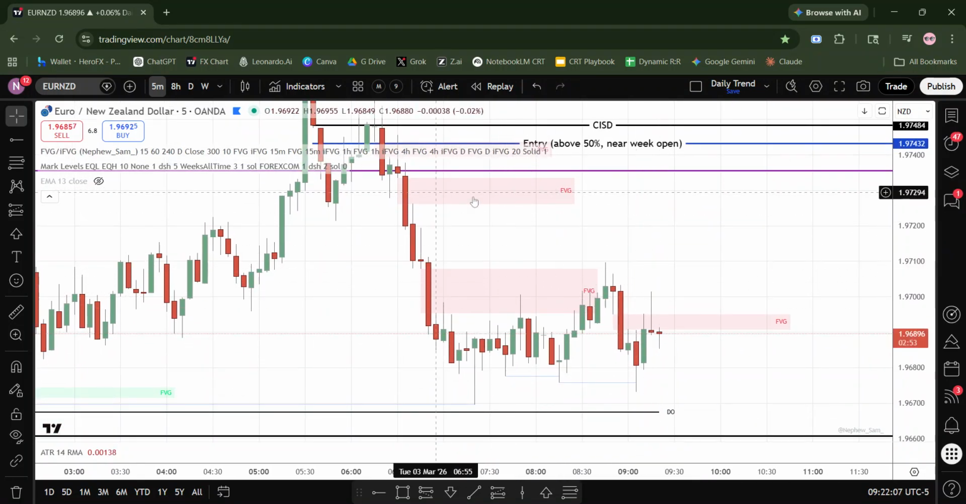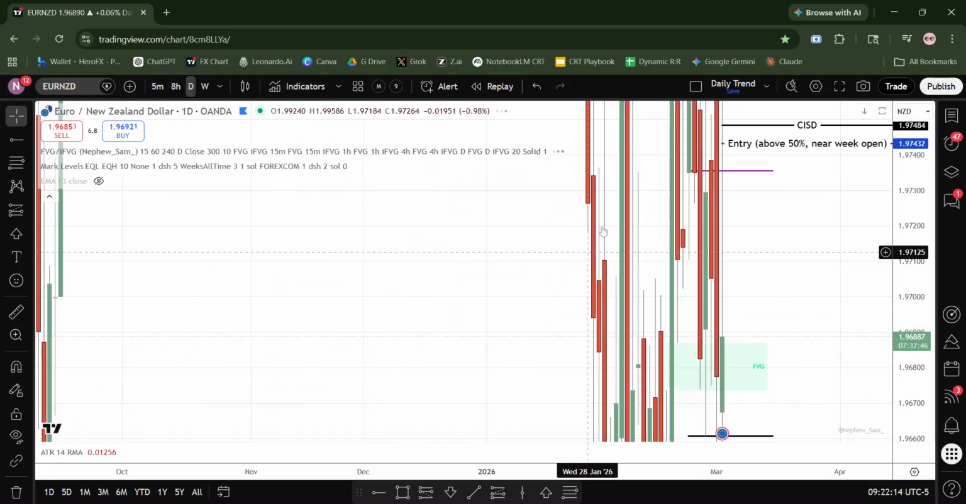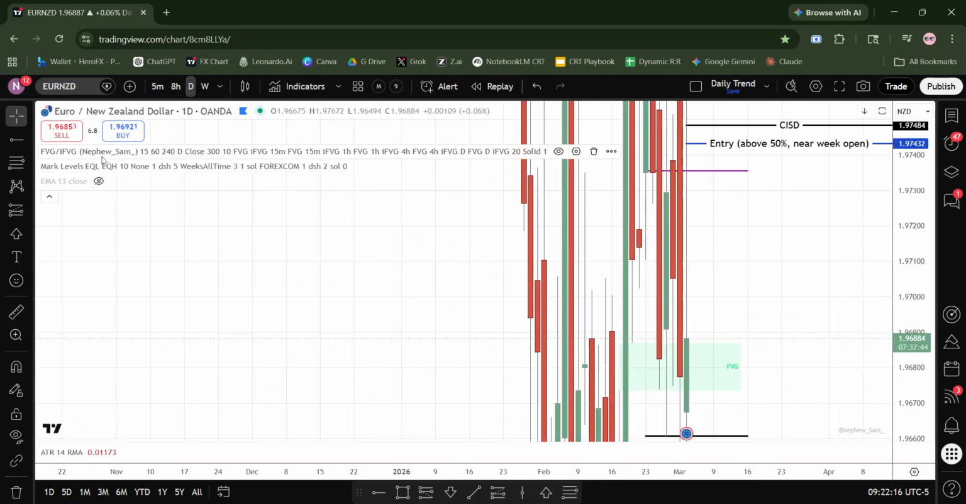So this one didn't even get revisited. This one here got mitigated a little bit and is falling, and hopefully it'll just continue to fall. So I'm going to hold this. I'm not taking anything else for the rest of the day.